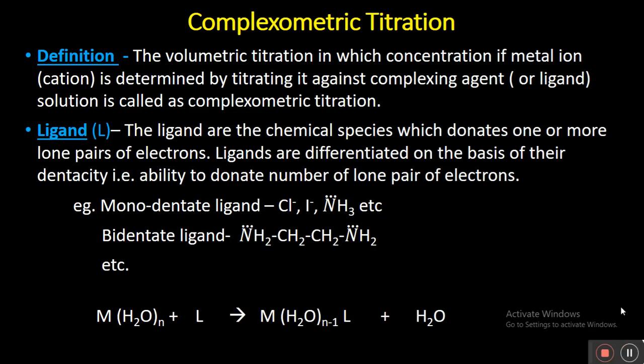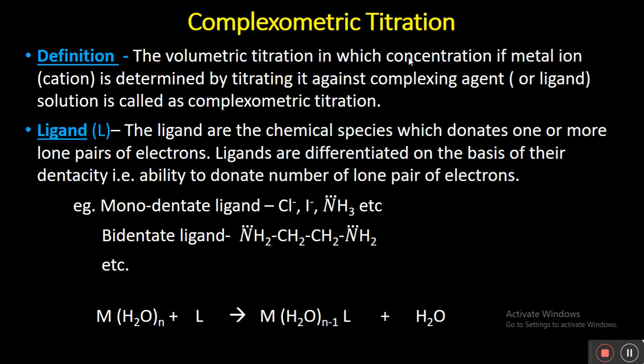So welcome friends. In today's lecture, we are going to learn about complexometric titrations. So let us learn what is meant by complexometric titrations. Definition: the volumetric titration in which the concentration of metal ion, that is a cation, is determined by titrating it against complexing agent or ligand solution, and this is called as the complexometric titrations.